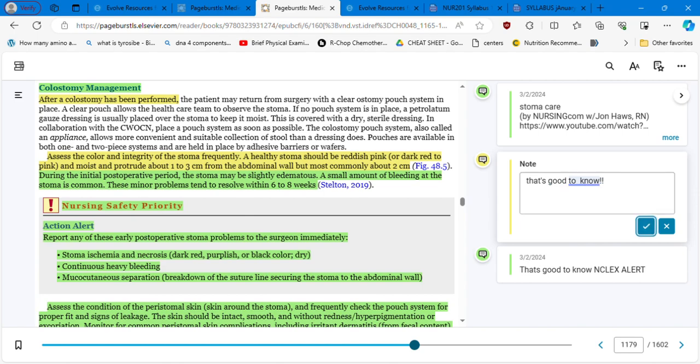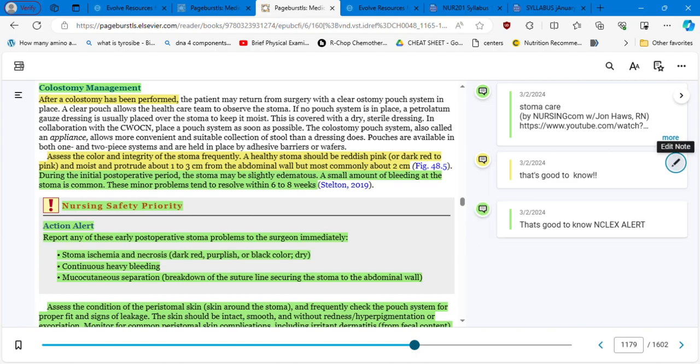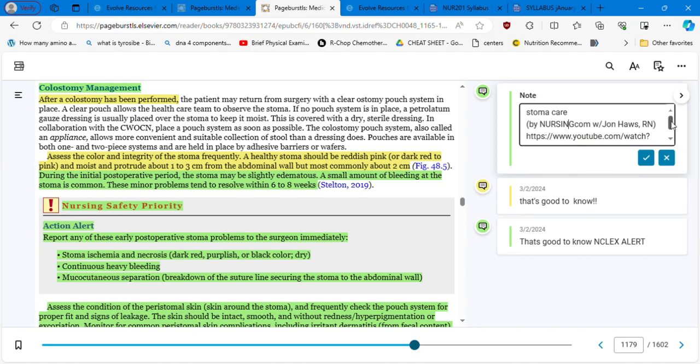Okay? And now, during the initial postoperative period, the stoma may be slightly edematous. A small amount of bleeding at the stoma is common. These minor problems tend to resolve within 6 to 8 weeks. And that's good to know as well. NCLEX alert, okay? Let me play another video about the stomas.